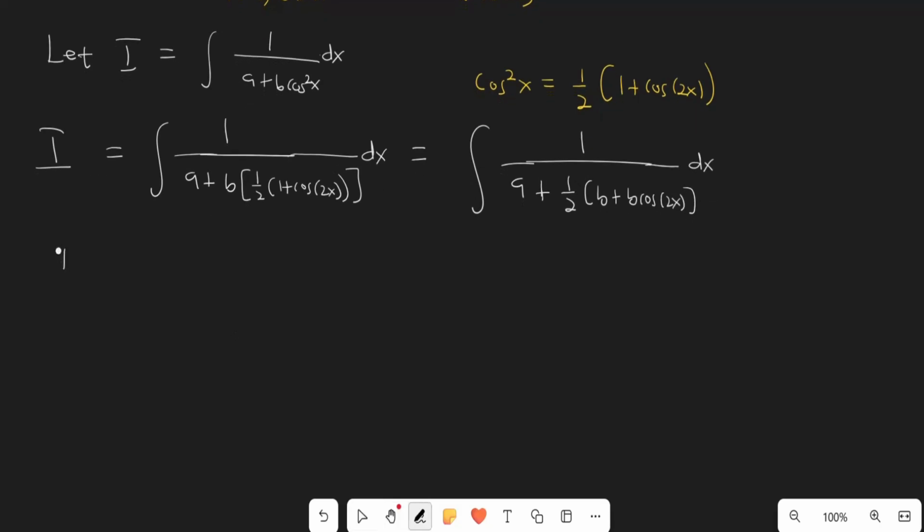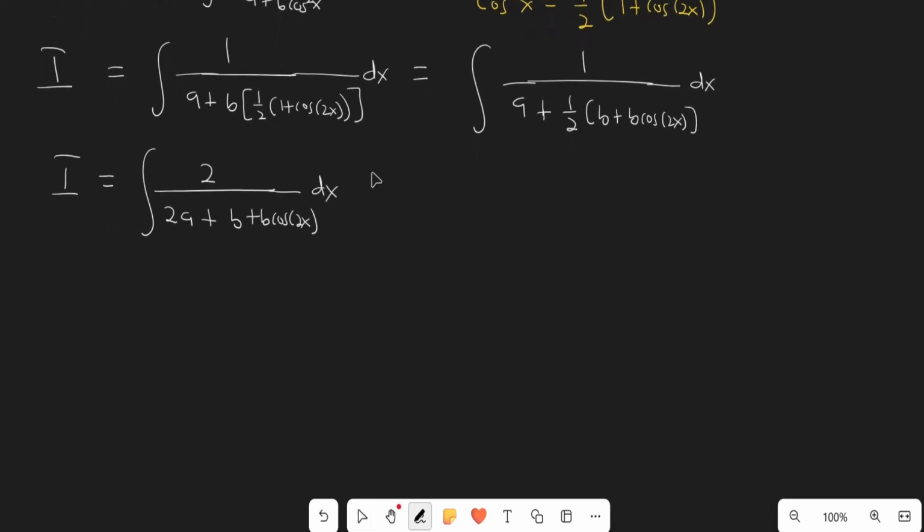So what can we do to eliminate the half at the bottom? I'm going to multiply the numerator and the denominator by 2. When I do that, the numerator becomes 2 on top here, and the denominator becomes 2 times a, which is 2a, plus 2 times half here, that is going to be 1. So that is going to be left with b plus b cosine of 2x, like this, and then dx. 2 is a constant, it comes in front of the integral, and you have 1 all over 2a plus b. I'm grouping this one as a constant, and then b cosine of 2x, and then dx.